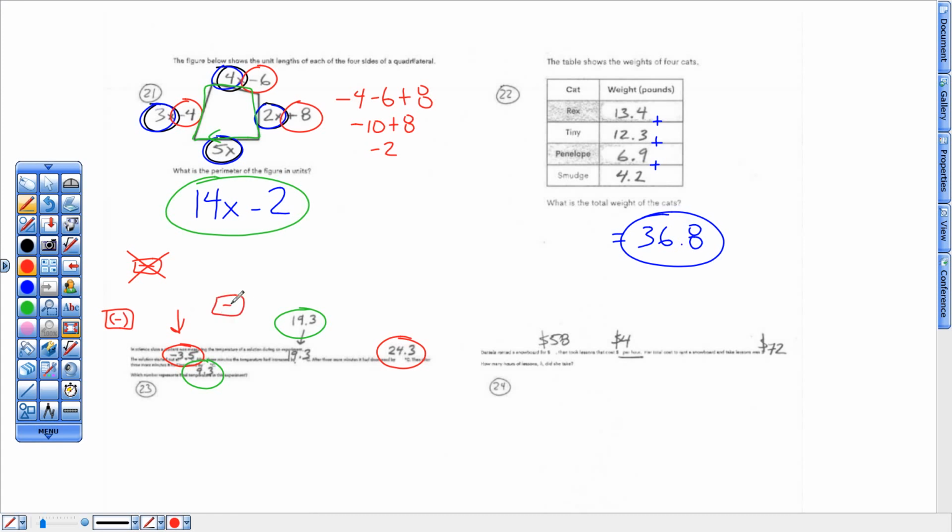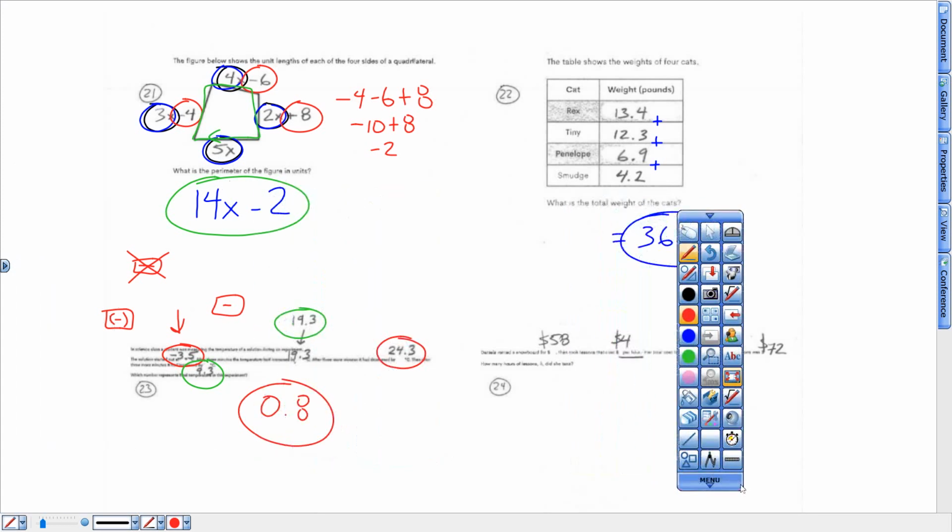So negative 3.5 plus, because that's increasing, 19.3, minus, because that's decreasing, 24.3, and then plus one more increase of 9.3 gives me 0.8, I believe. Let's double check that one. Negative 3.5 plus 19.3 minus 24.3 plus 9.3. Yep, gives me 0.8.